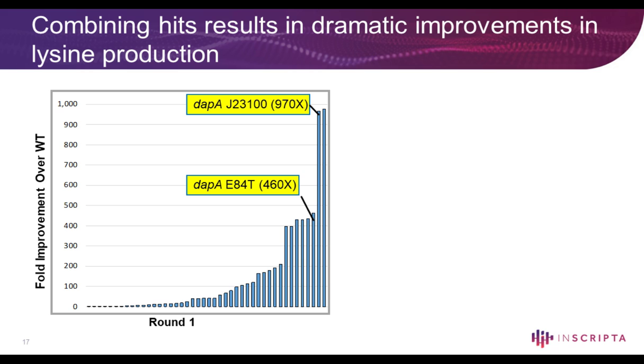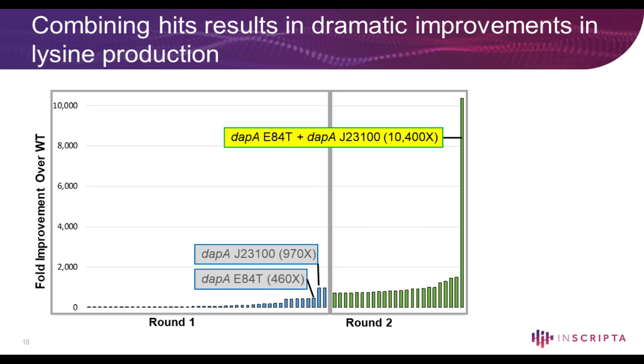In round one, as I told you before, we identified DAP-A variants, one of which was a protein substitution. And there was another one that gave a very high increase, which was a high-expressing promoter inserted upstream of DAP-A. So we chose the DAP-A E84T strain as a background for a second round and rebuilt the libraries in that background and immediately identified a 10,000-fold improvement over wild type, where you had both a DAP-A protein modification and an expression modification with the promoter insertion.